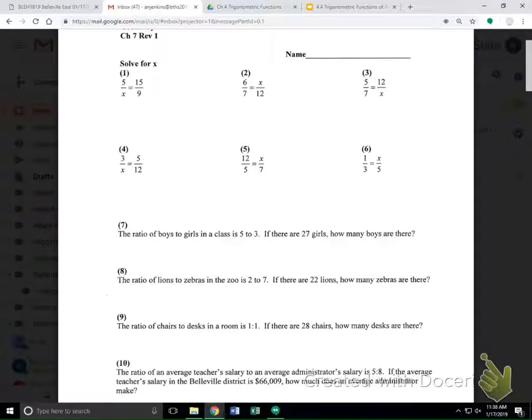Okay, and Cozy, what'd you do? Okay, 5 times 9 is 45. Well, I'll cross multiply. 15x. You got 45 here equals? You divide by 15, 3. So.